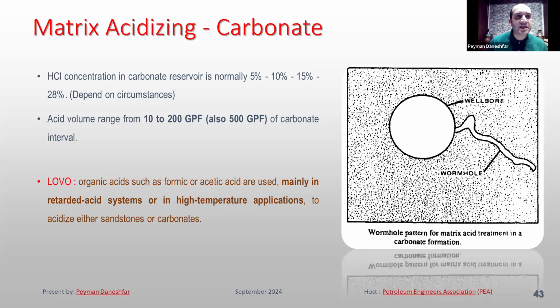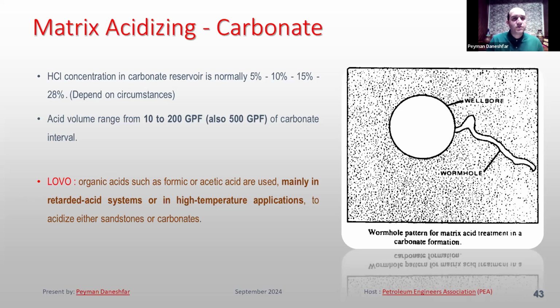When we use 28% acid, when we bullhead the acid as in a simulation vessel, our rate will be about 16 barrels per minute. If you want a high rate and fast reaction, you should use a stronger acid. The acid volume ranges from 10 to 200 gallons per foot, and also about 500 GPF, or gallons per foot, in an extended matrix acidizing, or EMA, which can give results comparable with hydraulic fracturing.